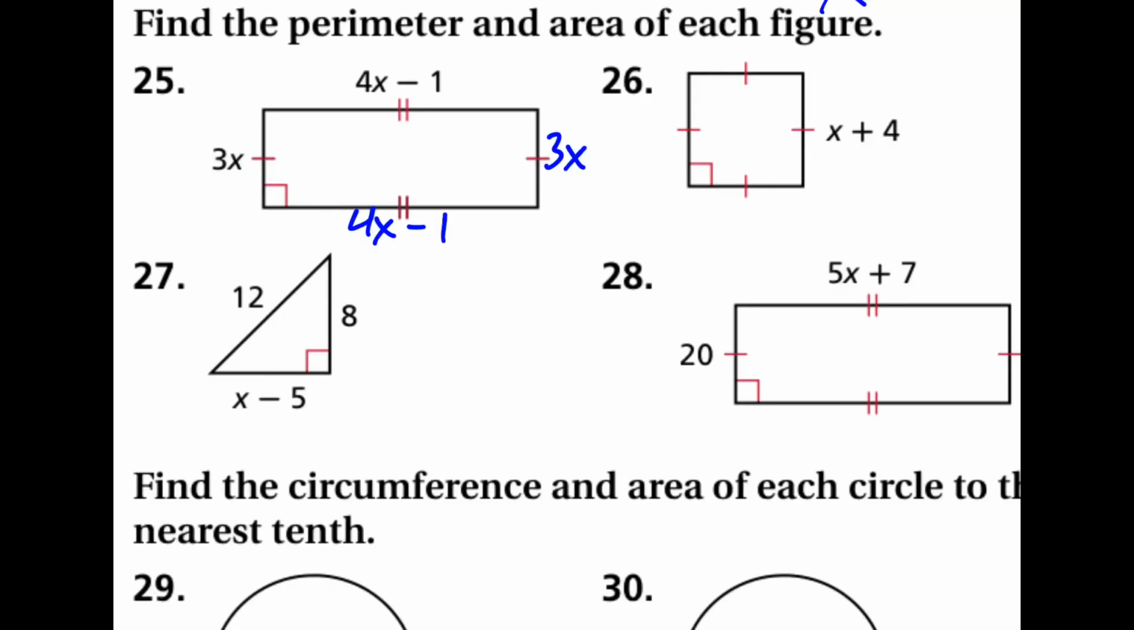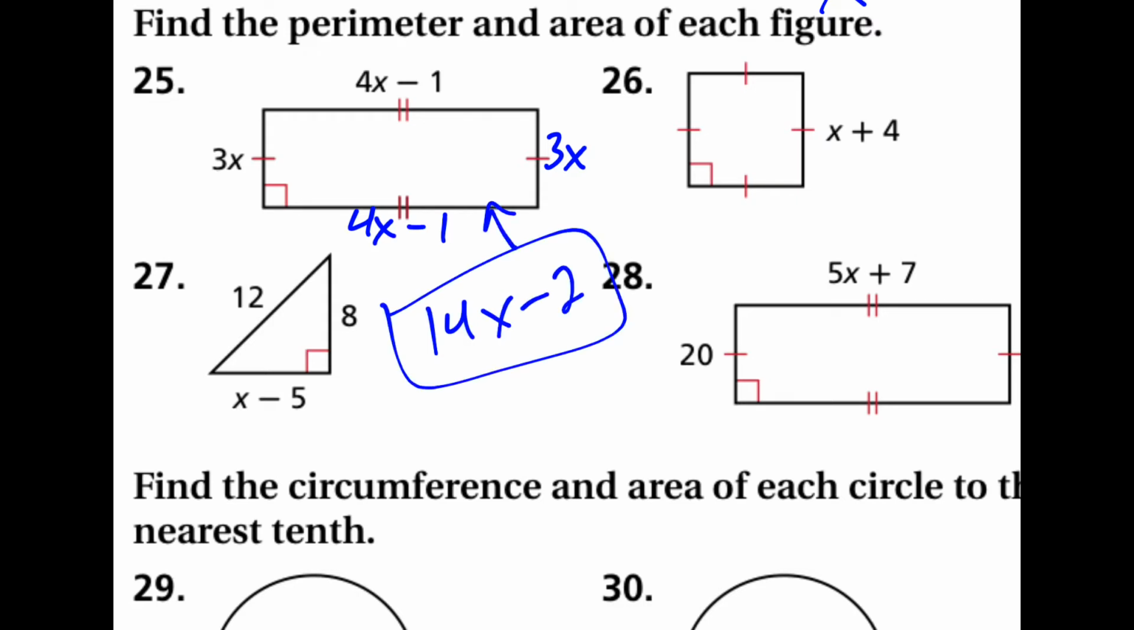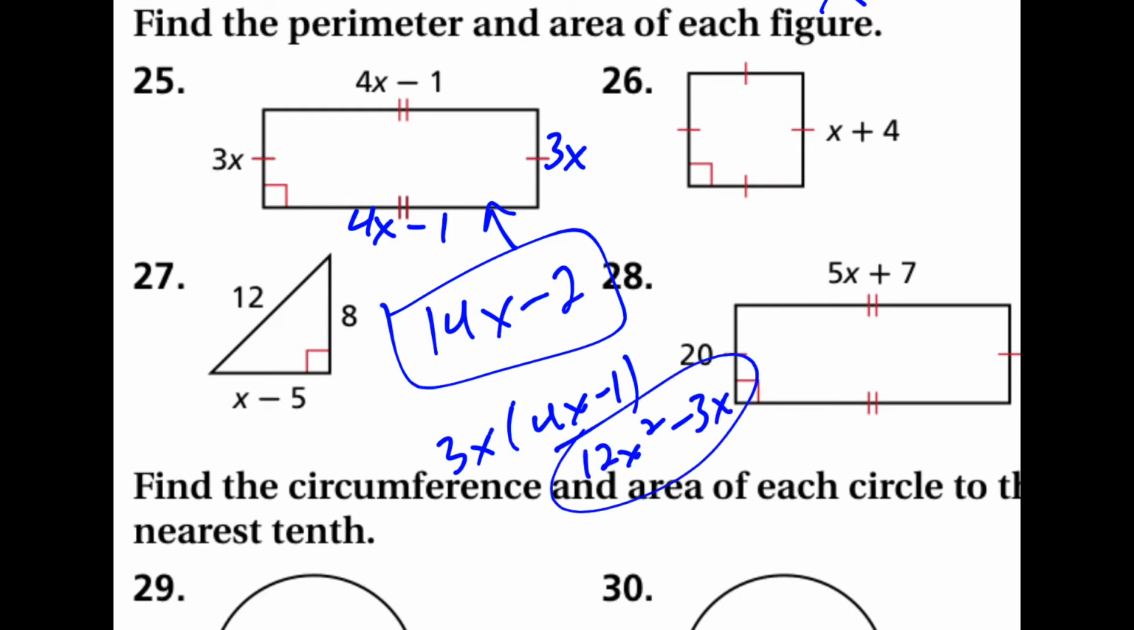For 25, the opposite lengths are equal. If I add up all the x's, I get 14x minus 2. That tells me the perimeter. To find the area, I'm going to multiply 3x times 4x minus 1. So this is 12x squared minus 3x. And that's the area for number 25.